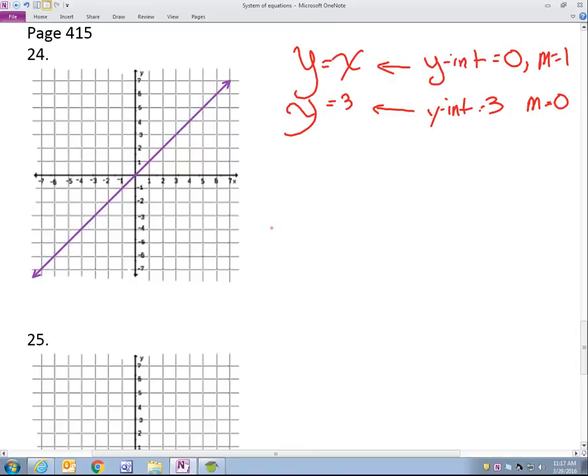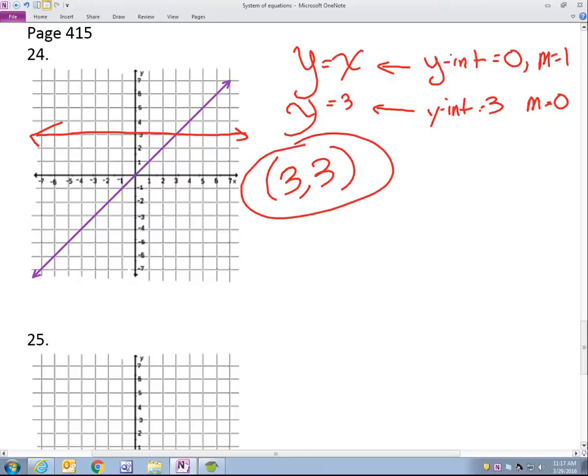Okay, then we have y equals 3. It's no slope, and the y-intercept is 3, so that's just going to be this. Pushed the wrong button, but that's pretty straight anyway. So what's my solution? 3, 3. And this is like the second half of your homework.